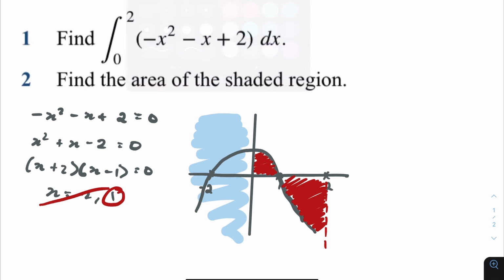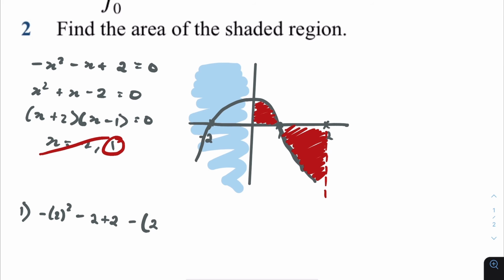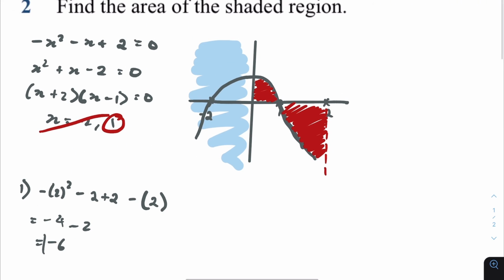So let's first do part 1, because we kind of answered part 2 to an extent. Part 1, we just need to find the integral. So if we do this, we just put the higher bound in, so negative 2 squared minus 2 plus 2 minus, and then we put the lower bound in, which just gives 2, because everything else gets cancelled out when you put 0 in, which gives us negative 4, and then minus 2 plus 2 is just 0, minus 2, which gives us negative 6, which is definitely not correct for part 2 because areas can't be negative. So for part 1, our answer is negative 6.